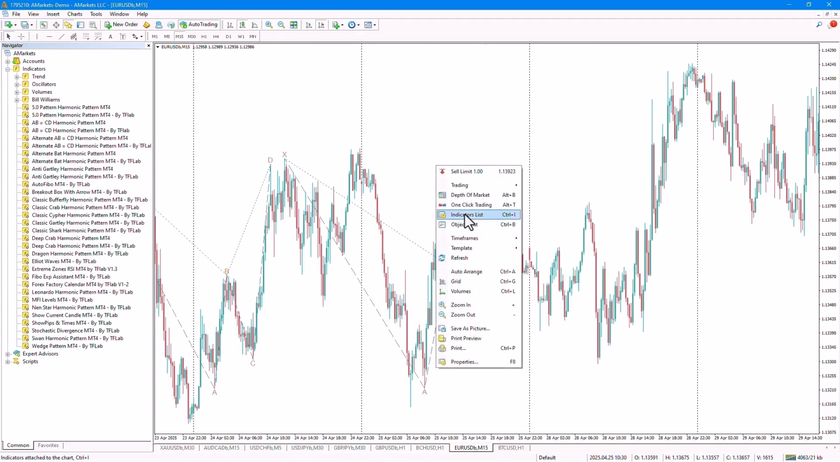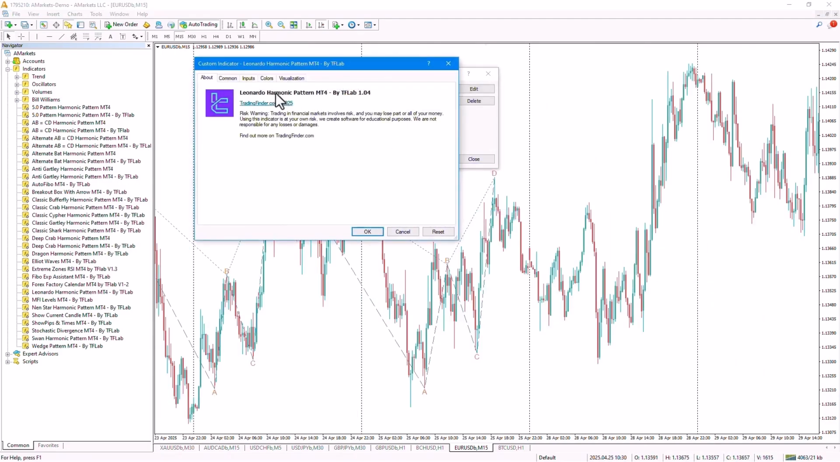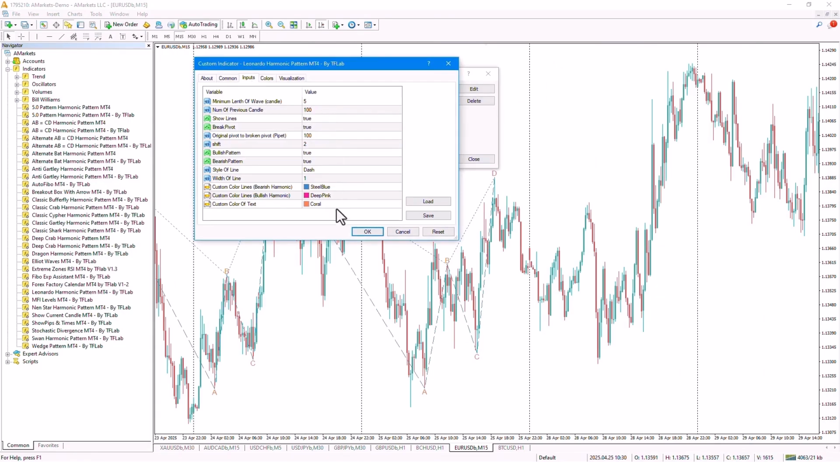In the settings section, under the input tab, there are options available for us. In the first part, we can set the minimum wave identification length by denom, which is identified and calculated based on the continuous zigzag values.